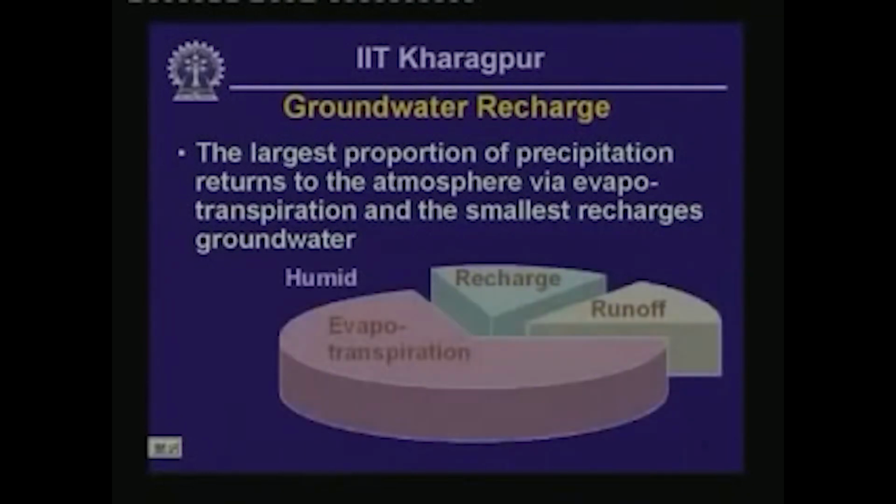So this pie chart here gives you the proportion that you could expect in a humid environment for recharge. You can see that evapotranspiration is approximately 70% of the total precipitation received in the area. Approximately 15% is lost as runoff. Only 15% is available for groundwater recharge.